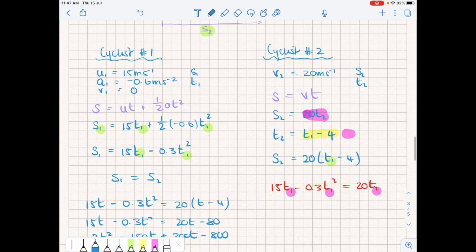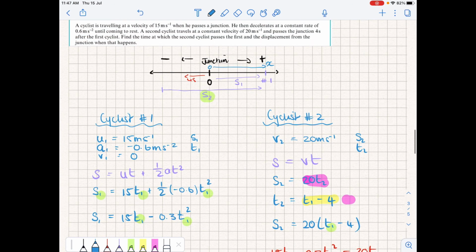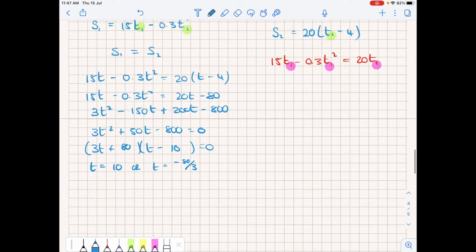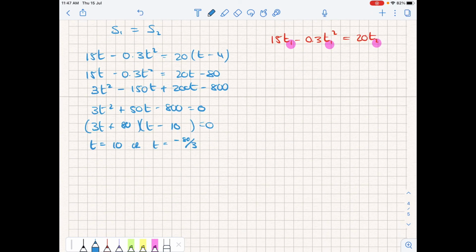What this is saying is that at some point before, they have met before. So before the junction, because the cyclist in the first scenario was ahead, they will have met some time before. But we can ignore that. We want to know the time where they met after the junction. So this happens at t equal to 10 seconds. So 10 seconds after they pass the junction, they meet up.